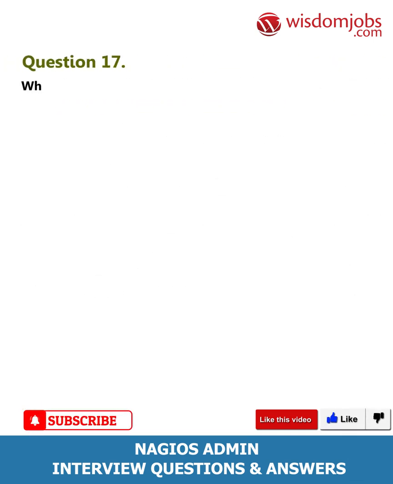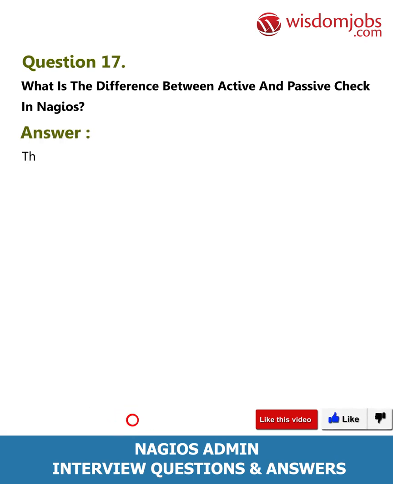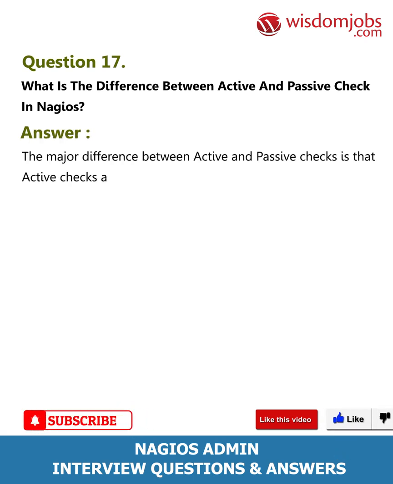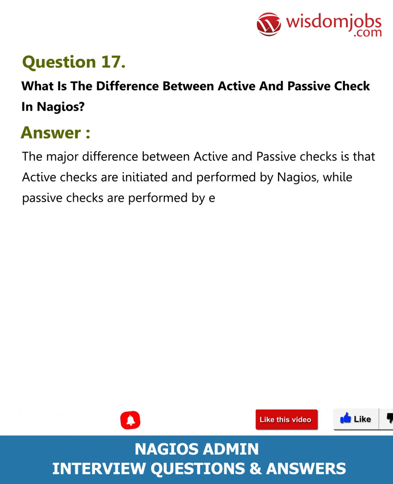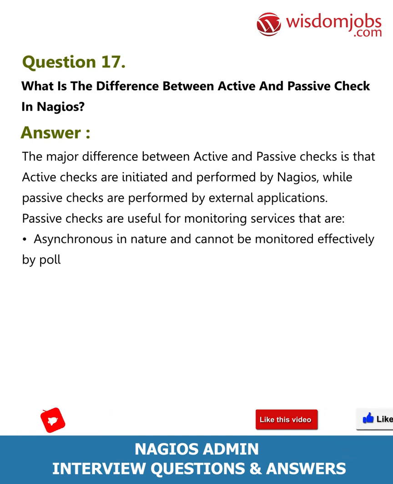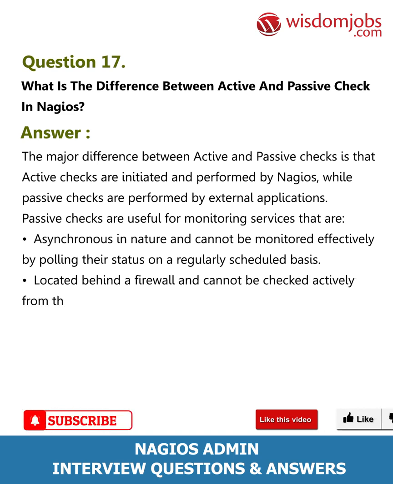Question 17. What is the difference between active and passive check in Nagios? Answer. The major difference between active and passive checks is that active checks are initiated and performed by Nagios, while passive checks are performed by external applications. Passive checks are useful for monitoring services that are asynchronous in nature and cannot be monitored effectively by polling their status on a regularly scheduled basis, or that are located behind a firewall and cannot be checked actively from the monitoring host.